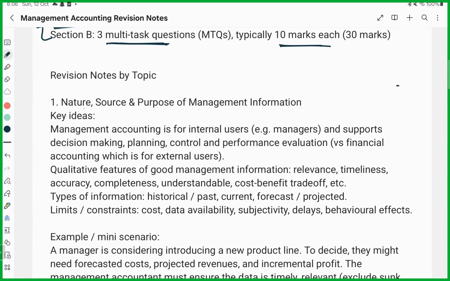Now let's come to the first topic. What is the nature, source, and purpose of management information? Management accounting, we all know, is for the internal users because it helps the top management of the organization. Who are those top management? Your management starts with the CEO.